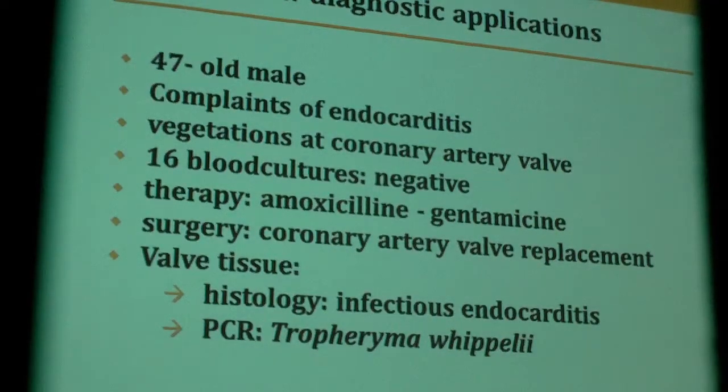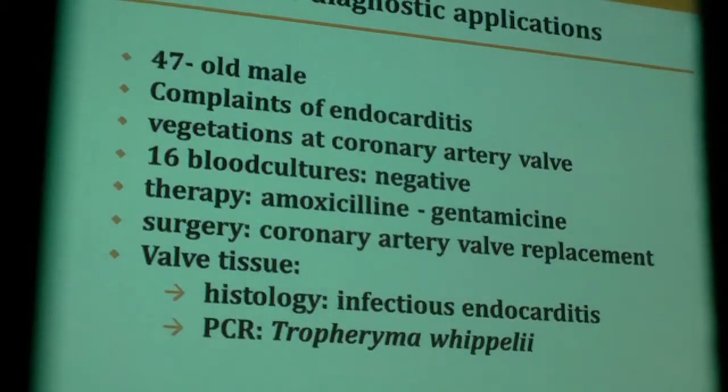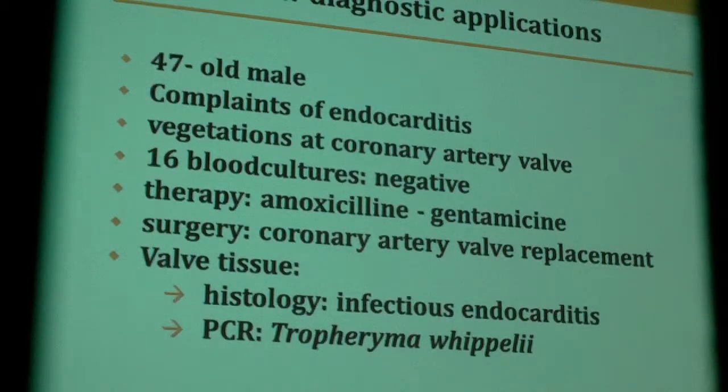For example, we had a 47-year-old male who had complaints of endocarditis, so his heart is not really optimal, and they found vegetations on the coronary artery valve. There were 16 blood cultures taken from this patient, and they were all negative. But the patient was given therapy, amoxicillin and gentamicin, but it failed. So it had to be surgery, and the coronary artery valve was replaced. This tissue was sent to the laboratory, and the histology and pathology department showed infectious endocarditis.